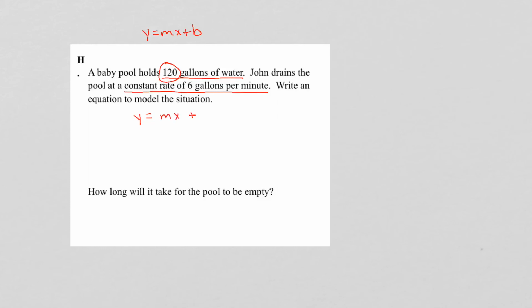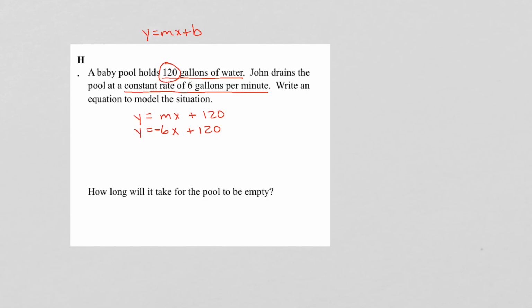mx plus 120. The thing that we have to consider here, though, is that the water is decreasing in the pool. He's draining the pool. That means the water is pouring out of the pool. So they tell us that our rate is 6 gallons per minute, but we have to make that a negative because the water is draining, because we're decreasing, not increasing. So y equals negative 6x plus 120.